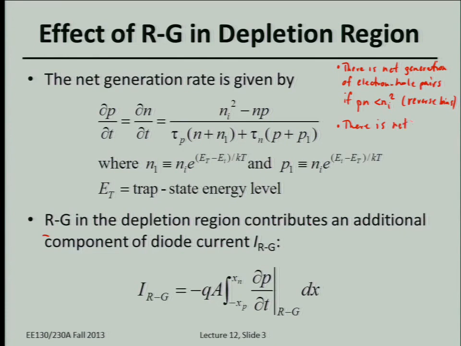Now, if the rate of generation is negative, that means there's net recombination. So there's net recombination of electron hole pairs if pn is greater than ni squared, which is the case for forward bias.